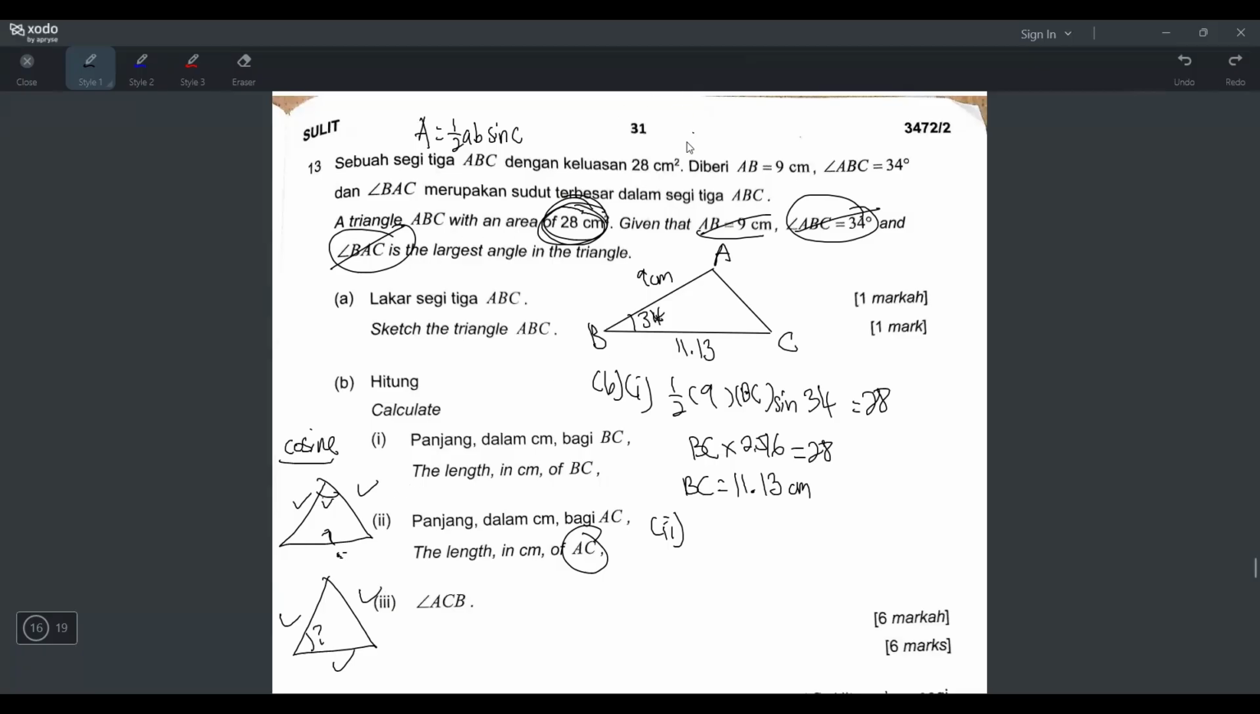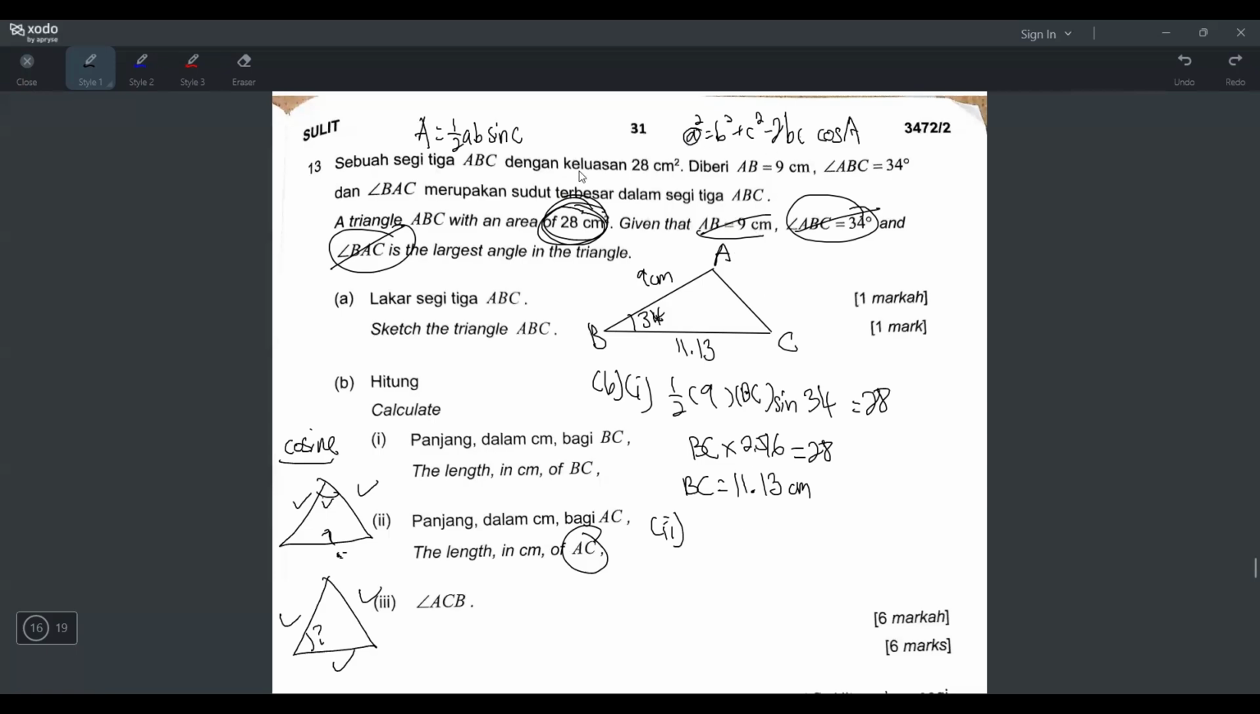The cosine rule formula is a square equals b square plus c square minus 2bc cos A. But you need to make sure you write the A correctly. The B and C, if you swap them or write them wrongly, it's okay, because that one is not important. What's important is that the A cannot be wrong. Because if you put in the wrong value for A, then the whole thing is wrong already.